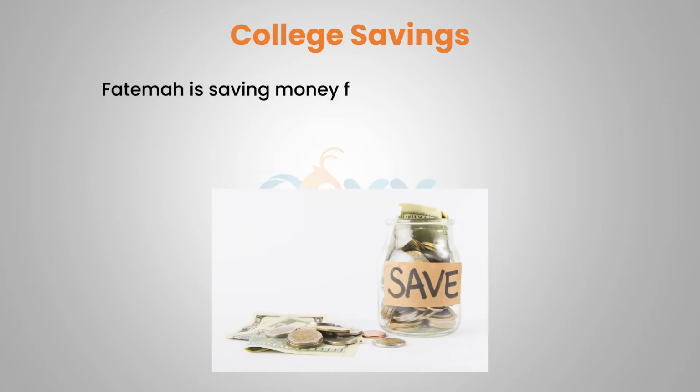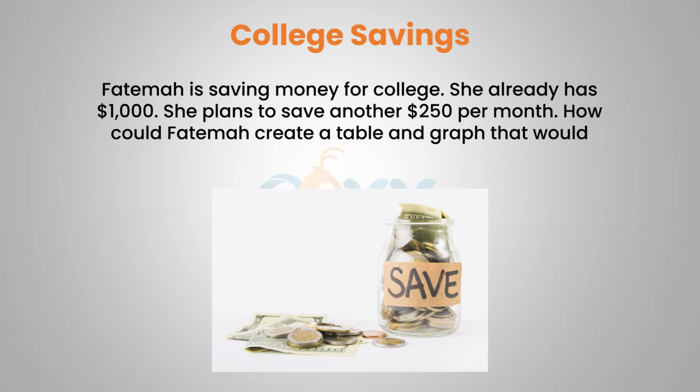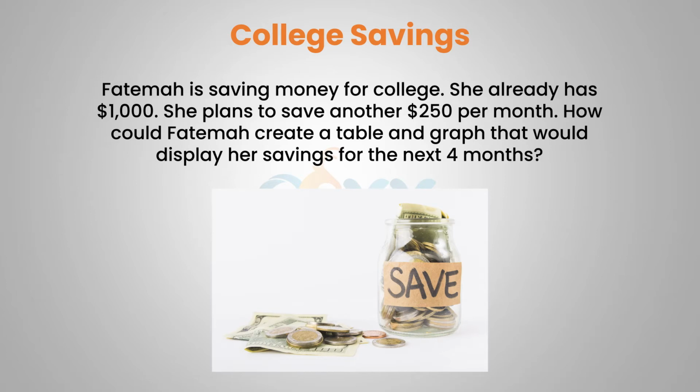Fatima is saving money for college. She already has $1,000. She plans to save another $250 per month. How could Fatima create a table and graph that would display her savings for the next 4 months? If you would like to see the table and graph, follow along and we'll revisit this question at the end.